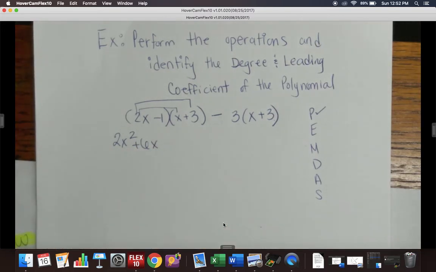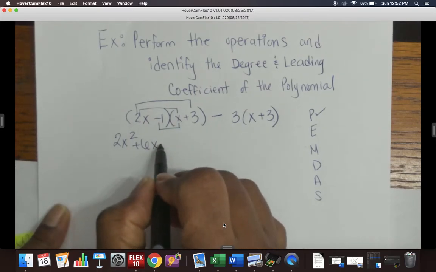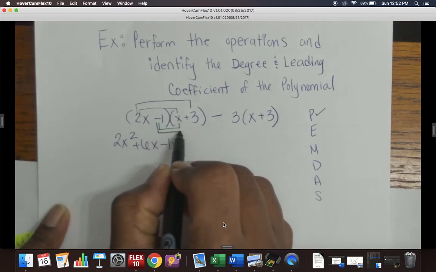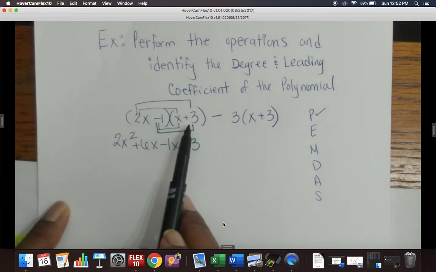And then I'm going to do the same thing. Let me get a different color. I'm going to do the same thing with the second piece here. Negative 1 times x is negative 1x. Negative 1 times 3 is negative 3. Now at least I've gotten rid of the parentheses and I've multiplied everything out.